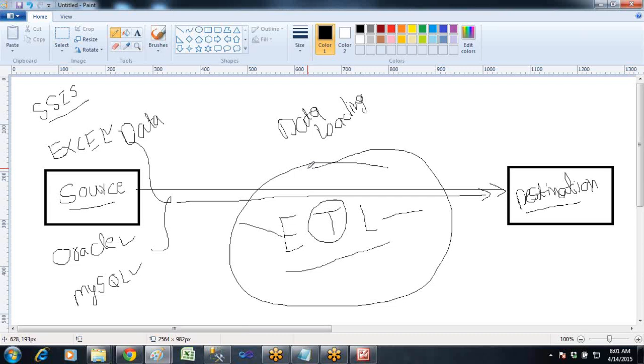IS is very important. Why? Because in order to represent the data, you need data. In order to analyze the data, you need data. So that data can be retrieved by which component? SSIS. That is the reason it is very important with respect to the BI analysis process.